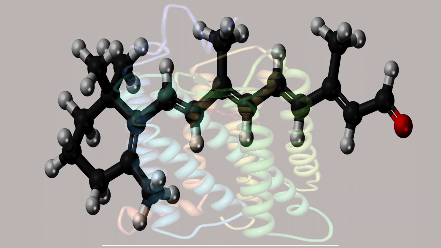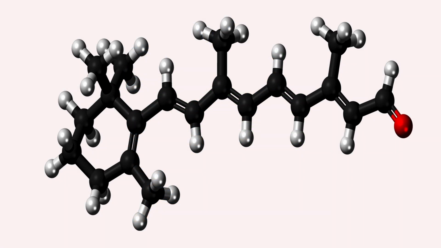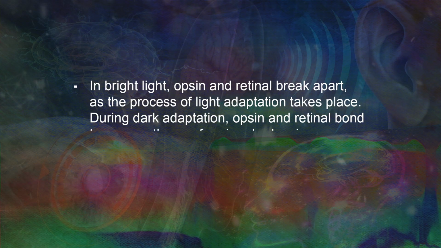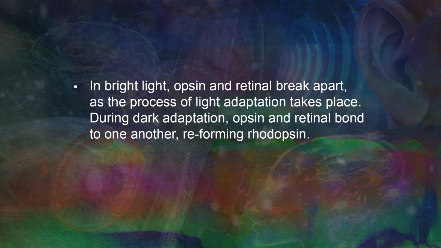Rhodopsin has two components, opsin and retinal, a chemical similar to vitamin A. In bright light, opsin and retinal break apart as the process of light adaptation takes place. During dark adaptation, opsin and retinal bond to one another, reforming rhodopsin.